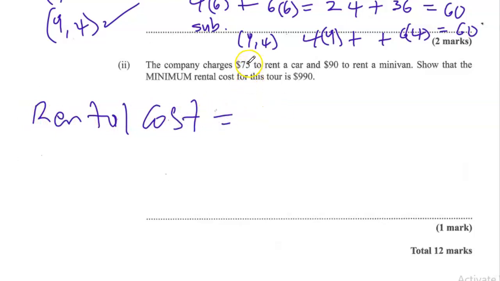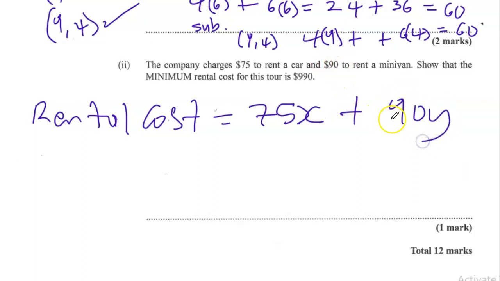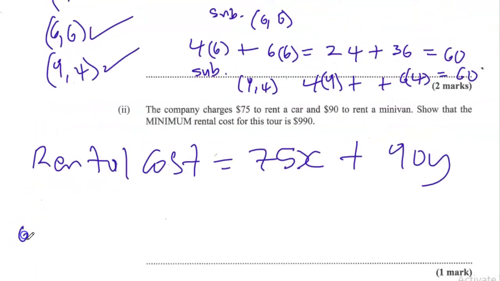Alright, so 75 for a car. So 75 times x. Car was represented by x, right? And 90 for a minivan. 90 times y. And remember the combinations were 6, 6 or 9, 4, if you want 60 persons on the tour. Alright, so which one will give us the smaller value? Let's try both of them.